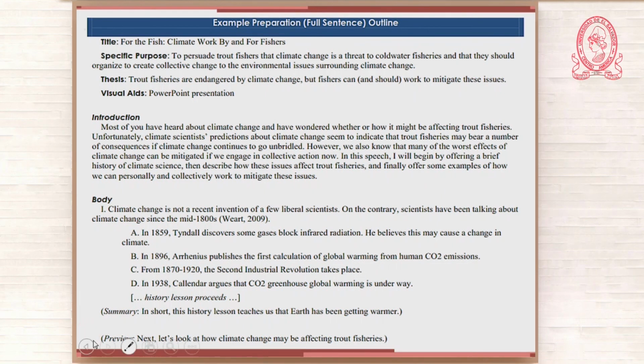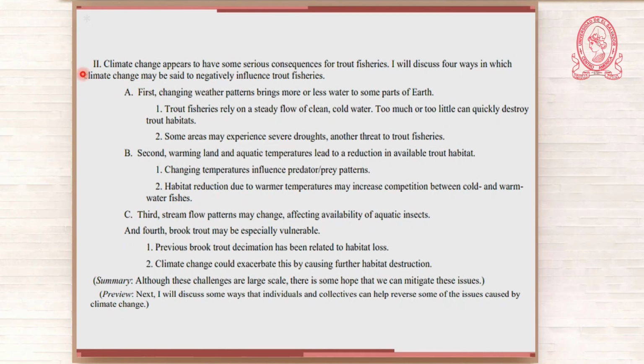Then you have a preview. Next, let's look at how climate change may be affecting trout fisheries, etc. So this is just to move to another. Then you have the second subtopic, or main point, better say. And you have the subtopics, or subpoints, A, B, and C. And you have a subdivision, 1, 2, 1, 2.